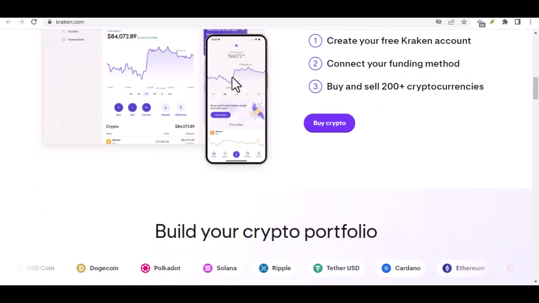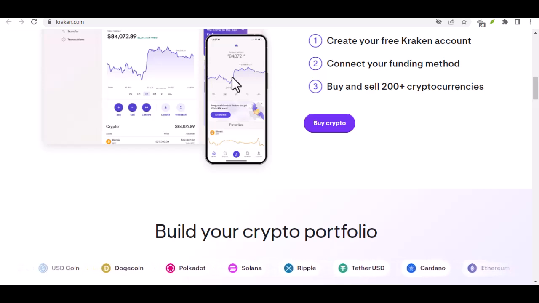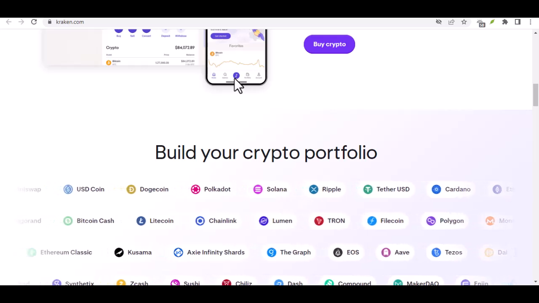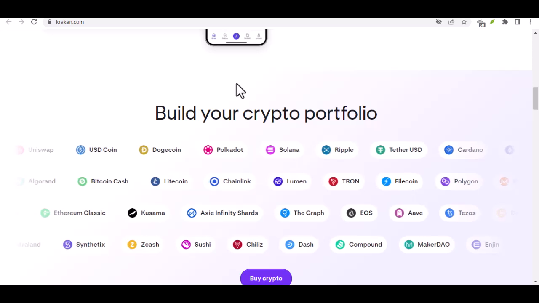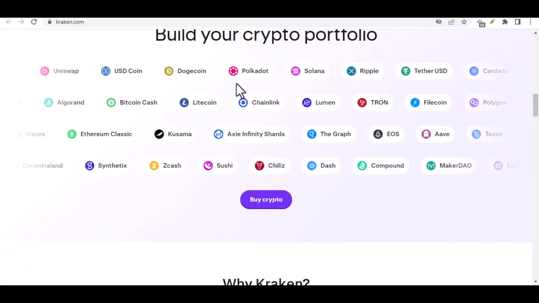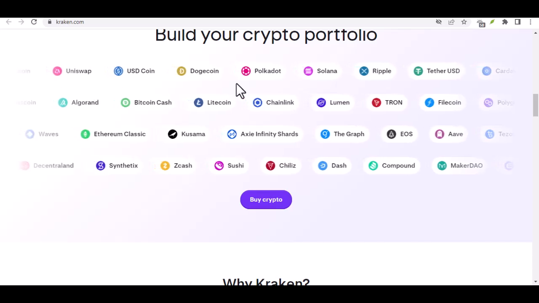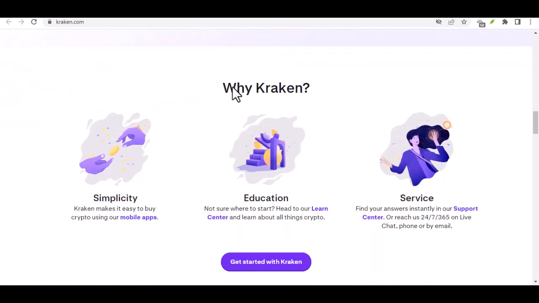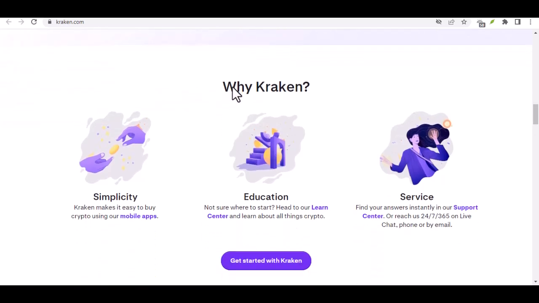Step 2. Funding your Kraken account. Deposit methods. Kraken offers various deposit methods, including bank transfers, credit/debit cards, and cryptocurrency deposits. Fiat deposits. If you're depositing fiat currency, you'll need to provide your bank details. Crypto deposits. If you're depositing cryptocurrency, you'll need to provide the wallet address associated with your Kraken account.